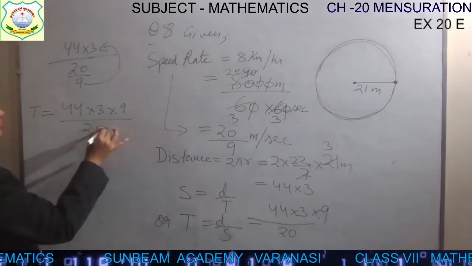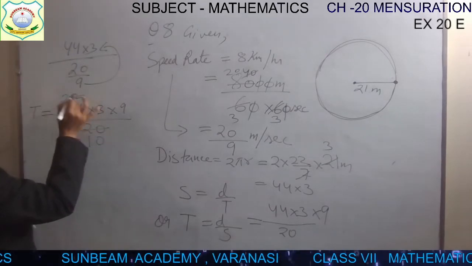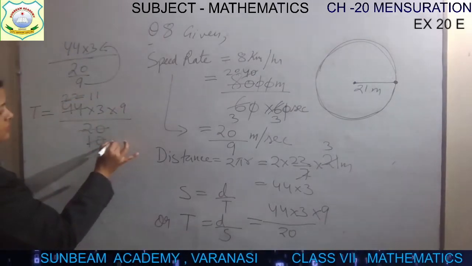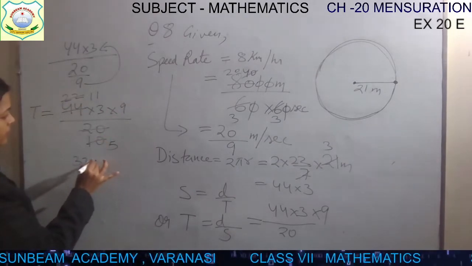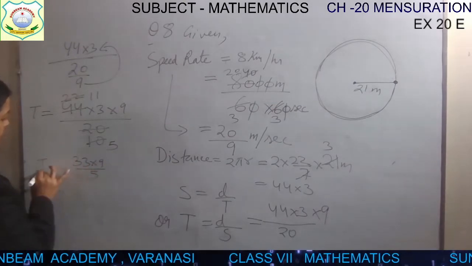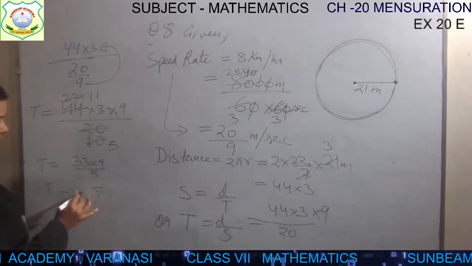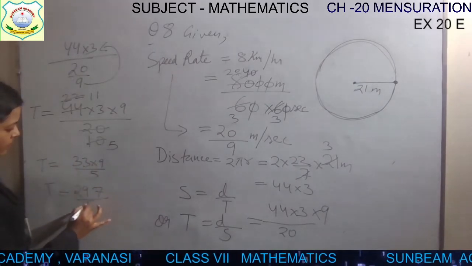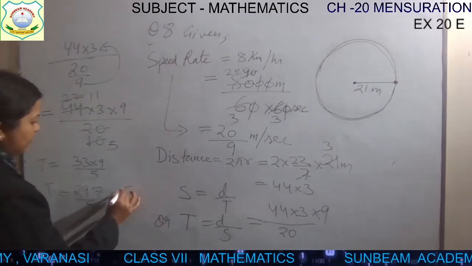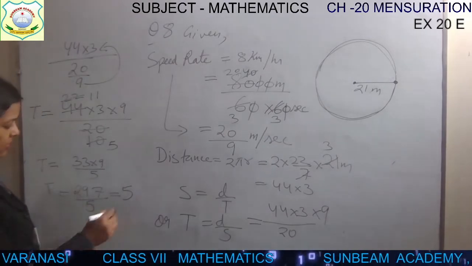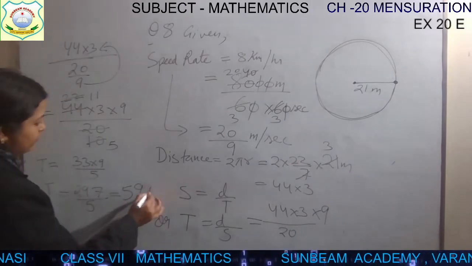Now solve it. 2 ones are 2, 2 tens are 20, 2 twos are 4, 2 twos are 4. Then solve again. 2 ones are 2, 2 ones are 2, and 2 fives are 10. Solve it. 11 threes are 33 into 9 by 5. So time is equal to how much, children? 9 threes are 27, 28, 29, 297 by 5. Now solve it. 5 fives are 25, 4 is left, 47, 5 nines are 45, now 2 is left, so 20 will come, 5 fours are 20.